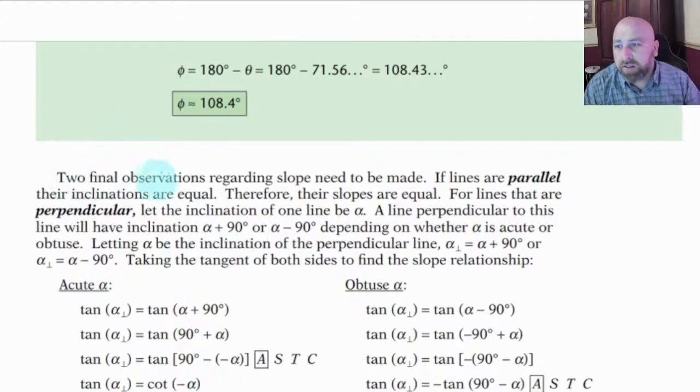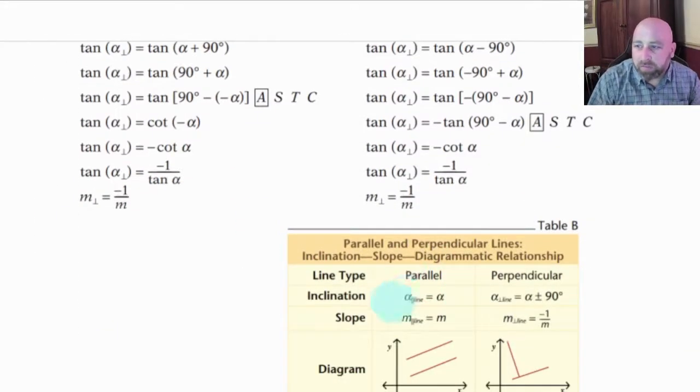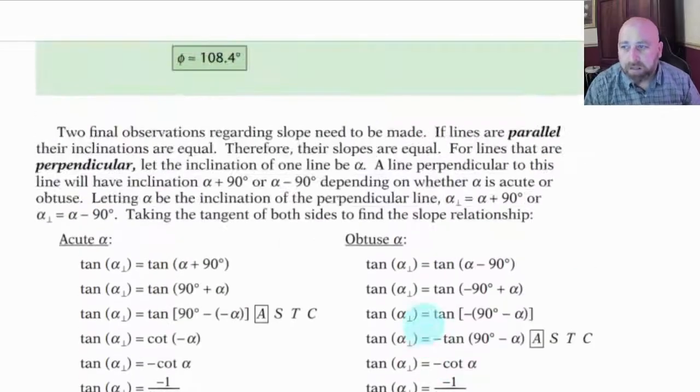It says that two final observations regarding slope need to be made. If lines are parallel, their inclinations are equal, because they're both doing the same thing. No matter what their inclination is, it's always equal. So if you look down here at this table, for parallel lines, inclination will be equal, and slope will be equal all the time.